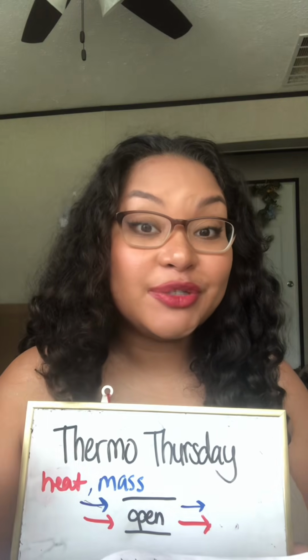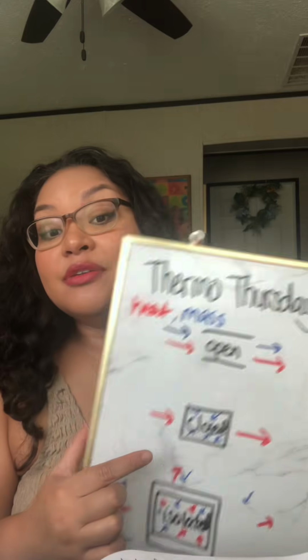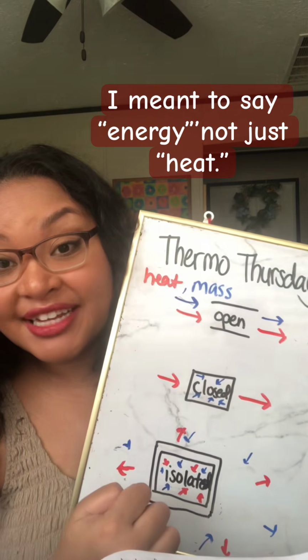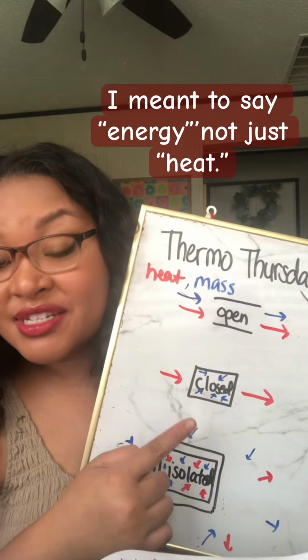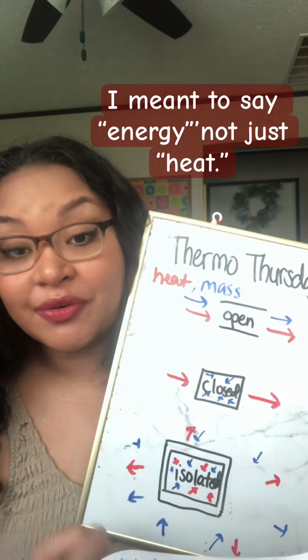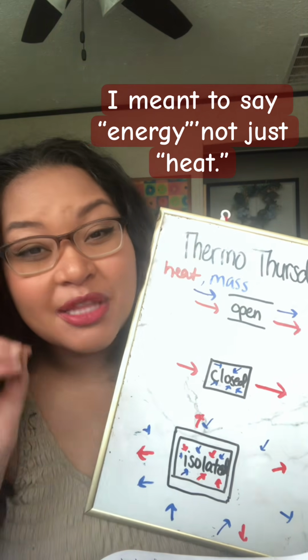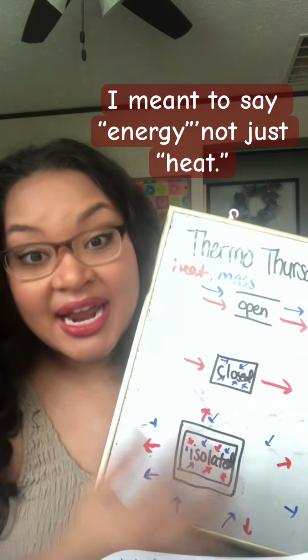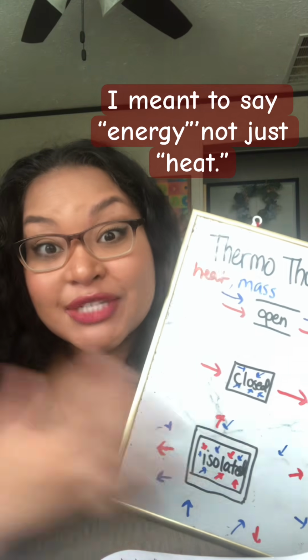Thermodynamics will explore heat transfer with and without mass flow. So you've got an open system, a closed system, and an isolated system. An open system allows mass and heat to transfer through it. A closed system only allows heat to transfer through it. And an isolated system is something that we cannot get to, but it does not allow any heat or any mass to transfer in and out of it.